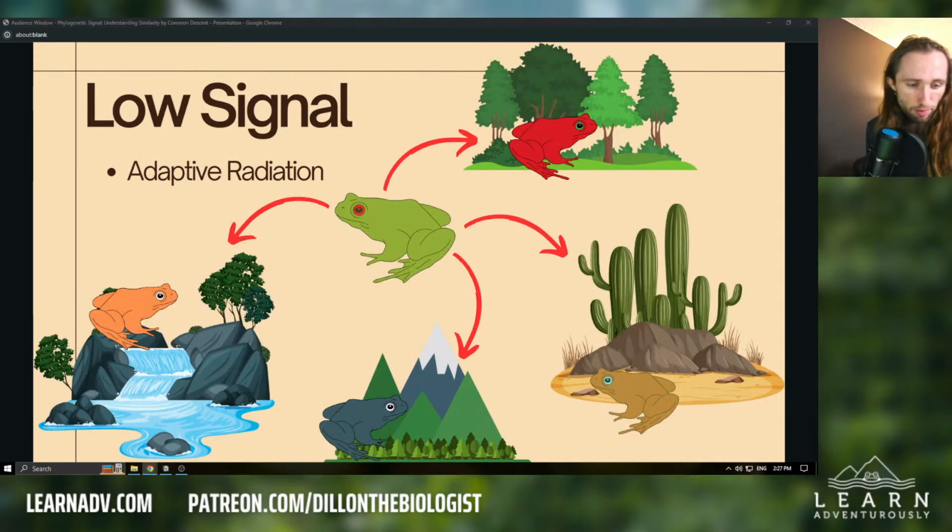So remember that low signal would indicate that a trait is more variable, right? It indicates that a trait can be randomly spread out. So in an adaptive radiation, this would assume that they have some common ancestor. In this case, it's this green frog. And then they radiated outwards. Maybe they went to different habitats, or maybe they are the African cichlids, right? Where it is microhabitats, little areas within the lake. But regardless, they have diversified, okay? They have diversified in some way.